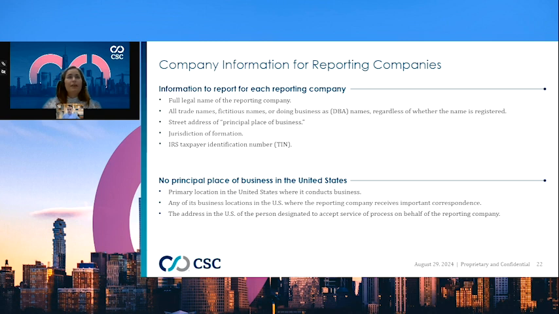And third, if the reporting company has no principal place of business in the U.S. and does not conduct business functions at any location in the U.S., then its primary location is the address in the U.S. of the person designated to accept service of legal process on its behalf. Usually, that's your registered agent.